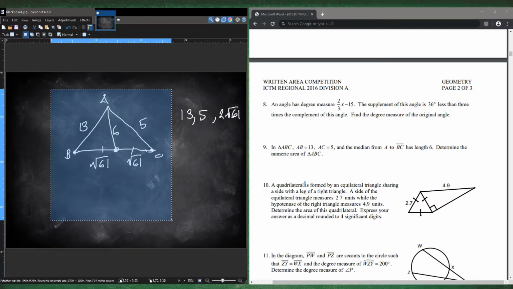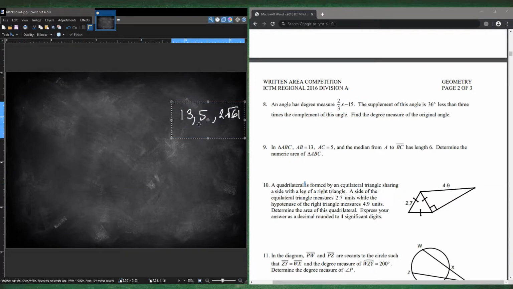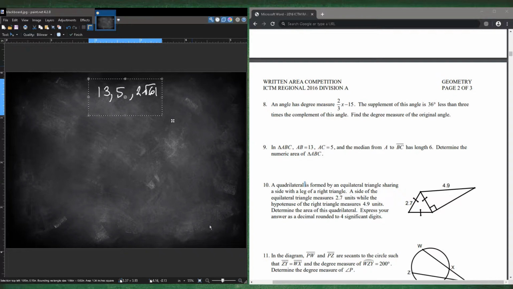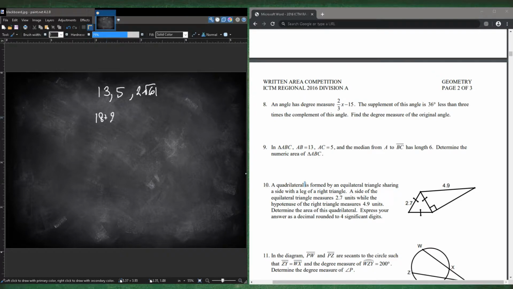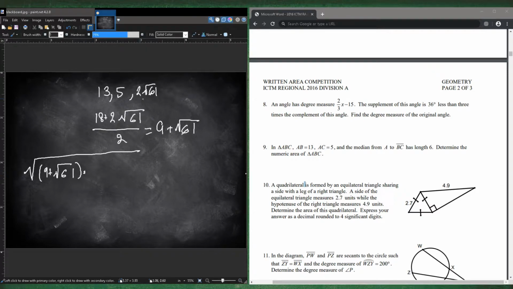So let's delete this and move this over. Okay, so those are our 3 side lengths. So Hero's formula: 13 plus 5 plus 2 square root 61, that's 18 plus 2 square root 61, divided by 2 is equal to our semiperimeter, which is 9 plus square root 61. Okay, so square root of 9 plus square root 61. We're first going to subtract the 2 square root 61. So 9 plus square root 61 minus 2 square root 61 is 9 minus square root 61.